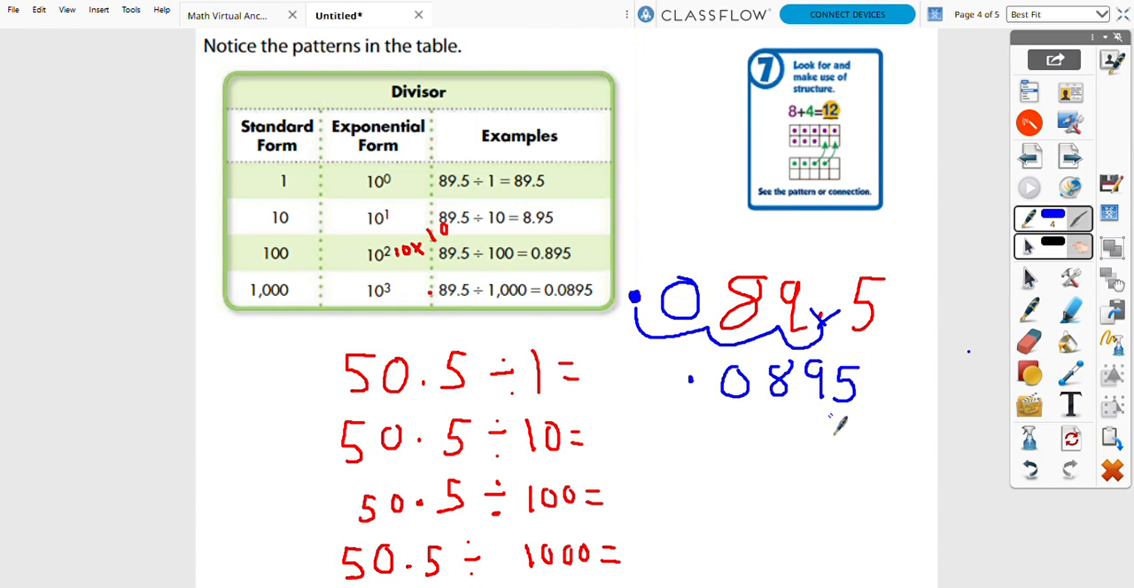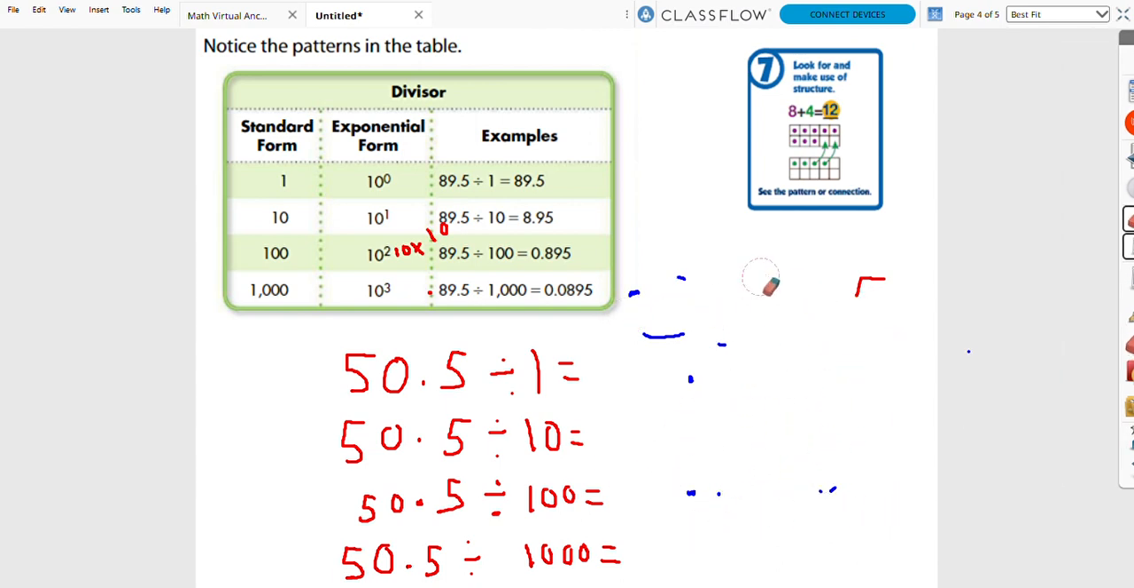It would be 0.0895. It's the pattern. If you did 10,000, it would be 0.00895. If you divide it by 100,000, it'd be 0.000895. So it's really no different than multiplication. You're just working the other way. The number's shrinking by a multiple of 10 each time. Look at the example here.